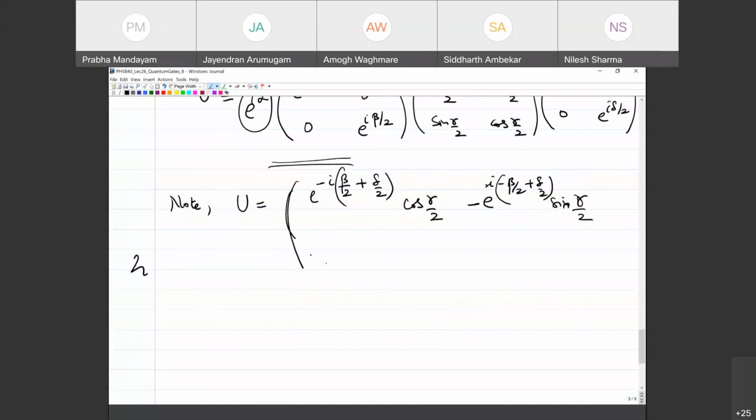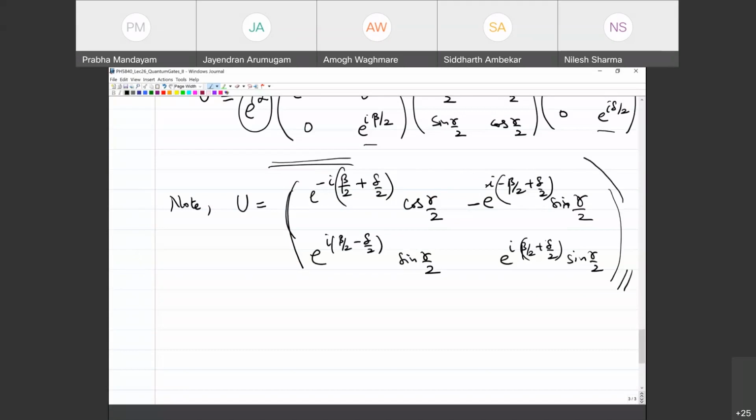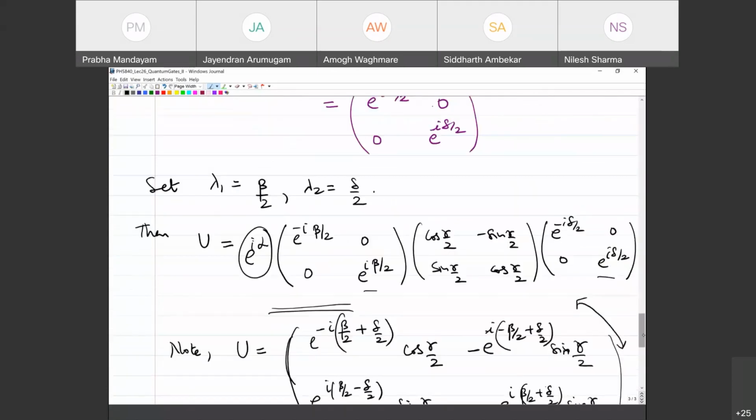This comes with a minus, plus beta by 2 minus delta by 2, and this comes with a plus, right? These two terms are both plus. Yeah, so to go from here to here shouldn't be too hard, right? So that pretty much proves this statement.